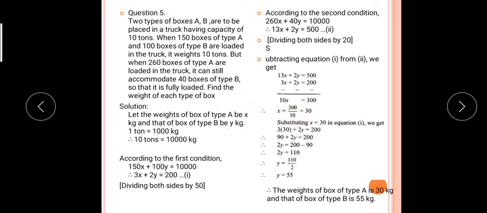Now substitute this value in any one of the equations. First, second, any one of the equations, you will get the value of y. So I am substituting in the simplest equation I choose, that is equation number 1. Now if I substitute 30, 3 into 30 plus 2y is equal to 200. 3 threes are 90 plus 2y is equal to 200. Now 2y is equal to 200 minus 90.